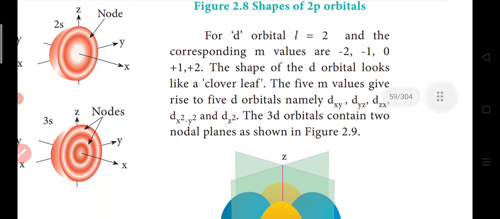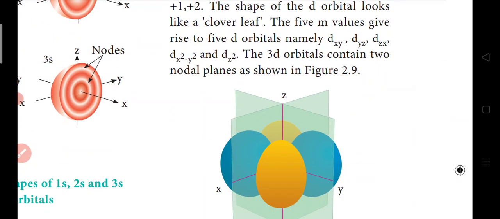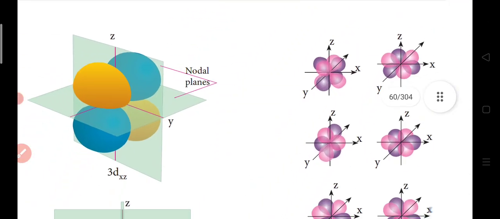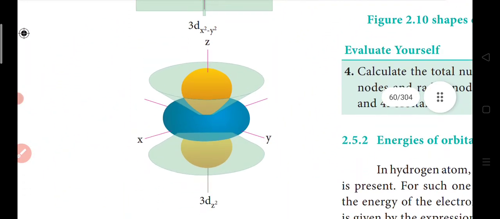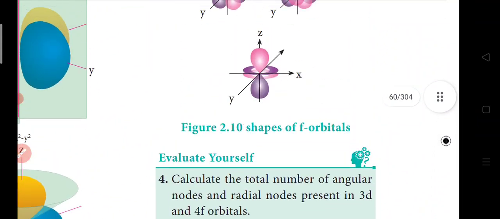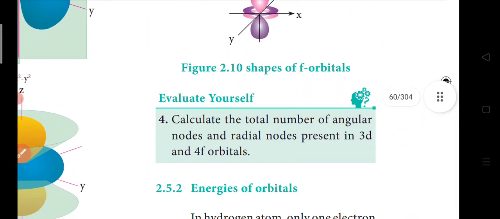And d orbital paathinga appadina L is equal to 2. D oda value enna 2. Appo minus 2, minus 1, 0, 1 and 2. So 5 values irukku, which means it is having dxy, dyz, dzx, dx square minus y square and dz square. So can you see 1, 2, 3, 4 and 5 different shapes we have. F orbital na F oda value na L is equal to 3. So minus 3, minus 2, minus 1, 0, 1, 2, 3. So 7 orientations are possible for F orbital. So 7 different shapes are given here.